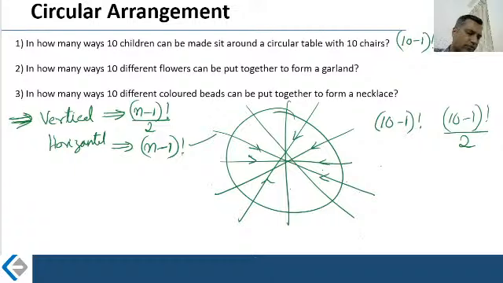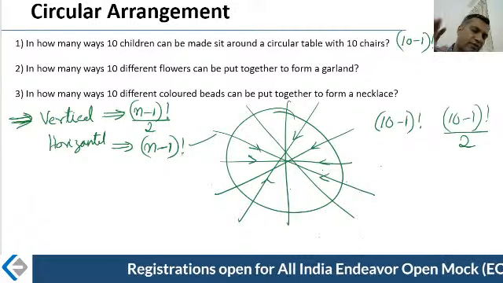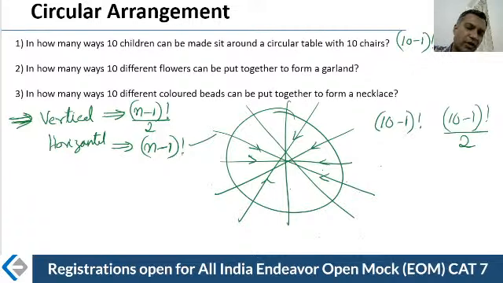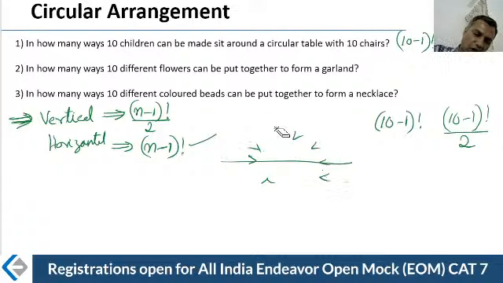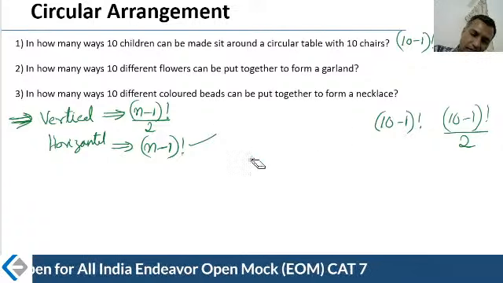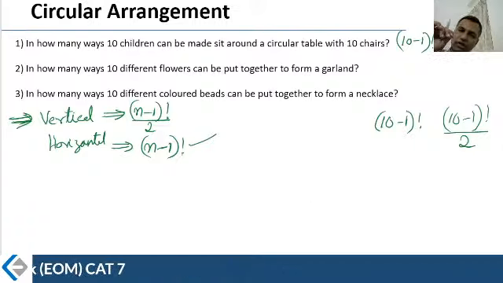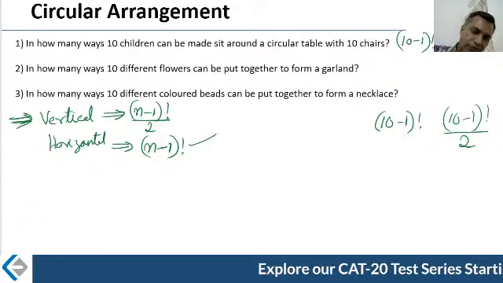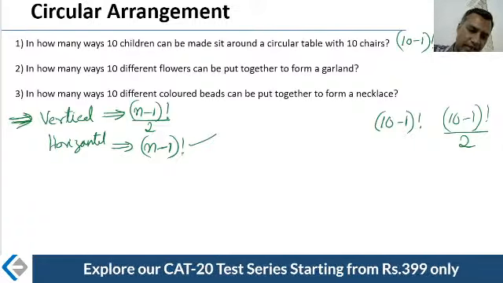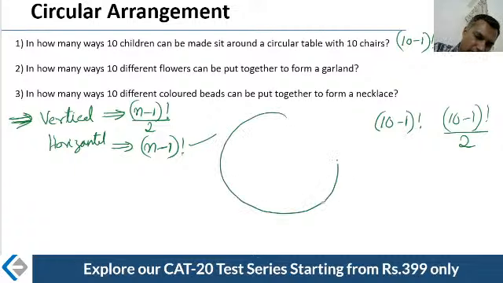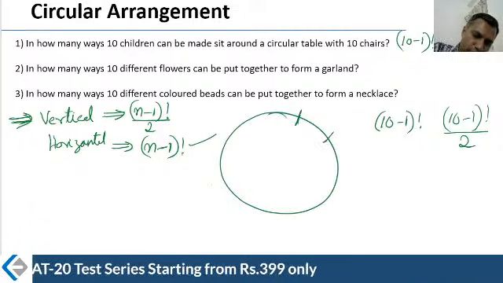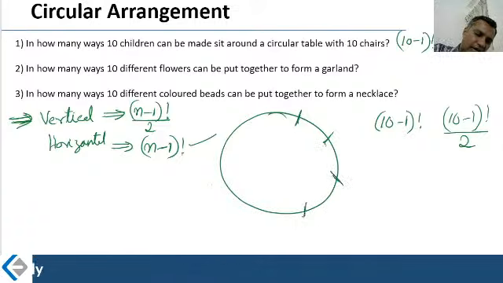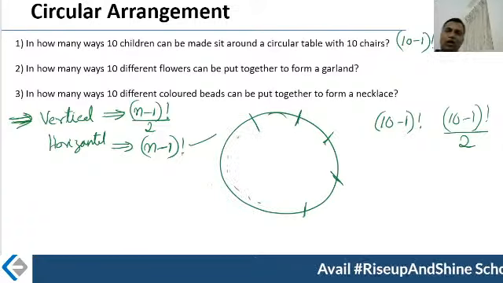Take a look at the second question, friends. In how many ways can 10 different flowers be put together to form a garland? Now, a garland is circular in nature, no doubt. So you are looking at the garland: you put one flower here, then the second flower, third flower, fourth flower. Likewise, you put all 10 flowers around it.